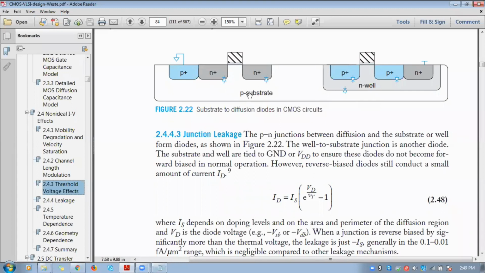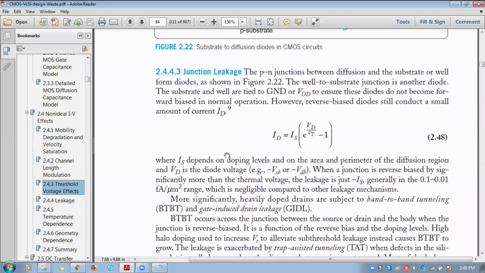So due to this reverse biased diode at this particular junction, you will have a reverse current ID. That current equation is specified here. This is the diode current, which will negatively impact the circuit. As the junction temperature increases, this current also increases. So temperature also will negatively affect the junction.